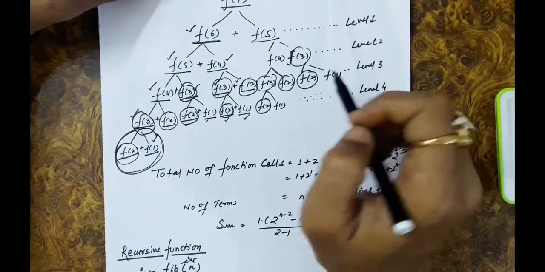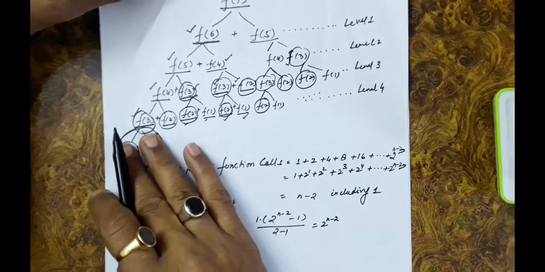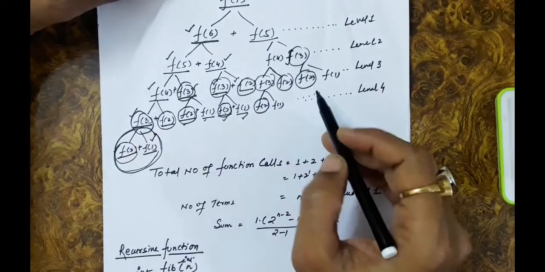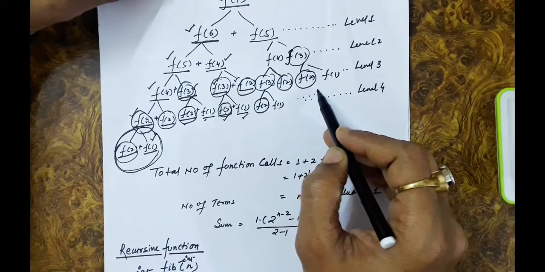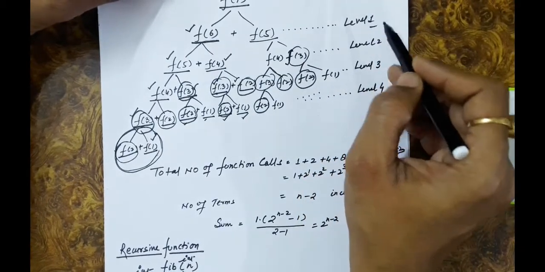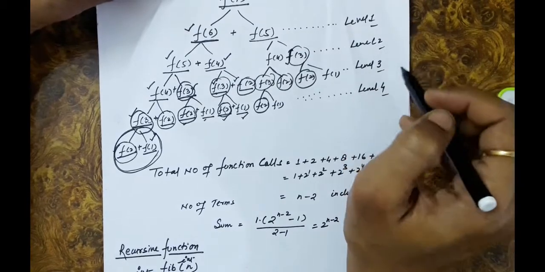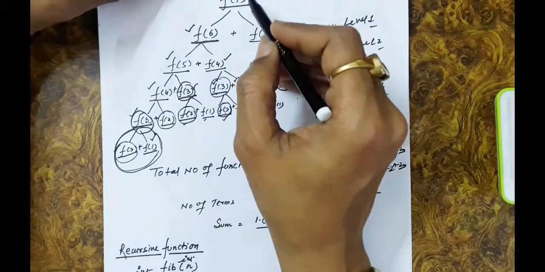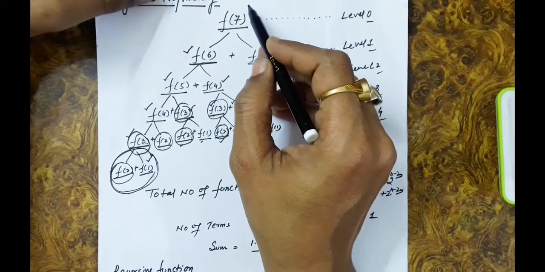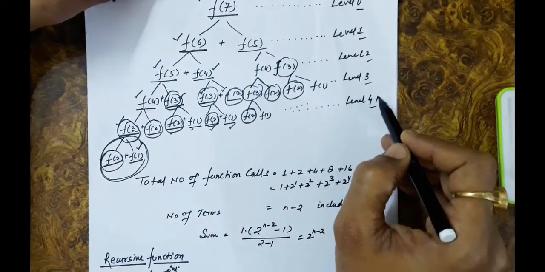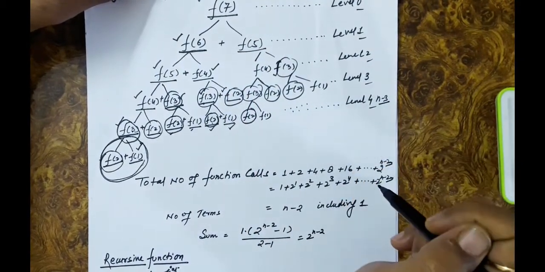And what are the total levels that are possible? We have deleted this from here, and we have added it here. Now this is level 0, level 1, level 2, level 3, and level 4. So if you have to find the nth Fibonacci number, that is Fn, the number of levels will be n minus 3.